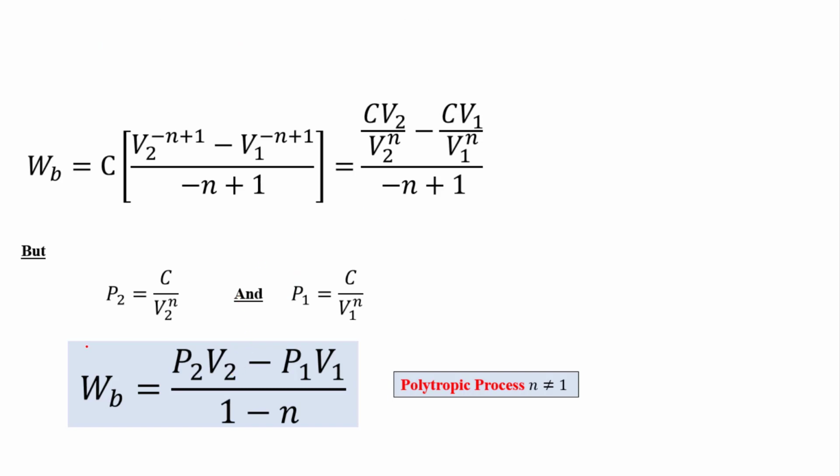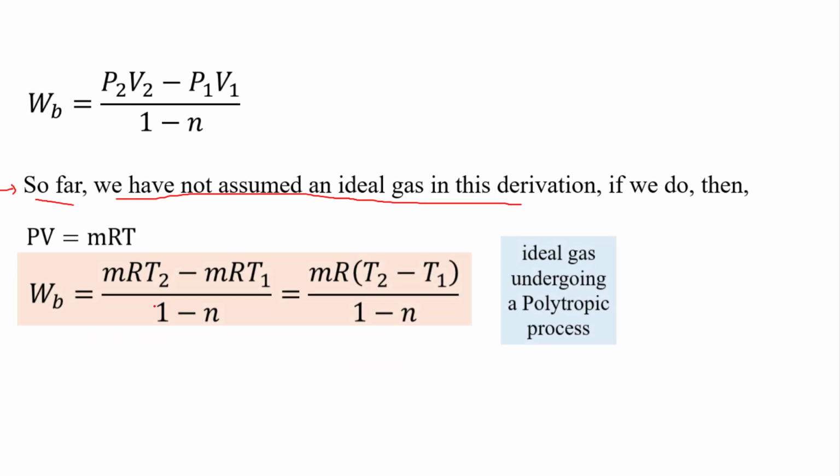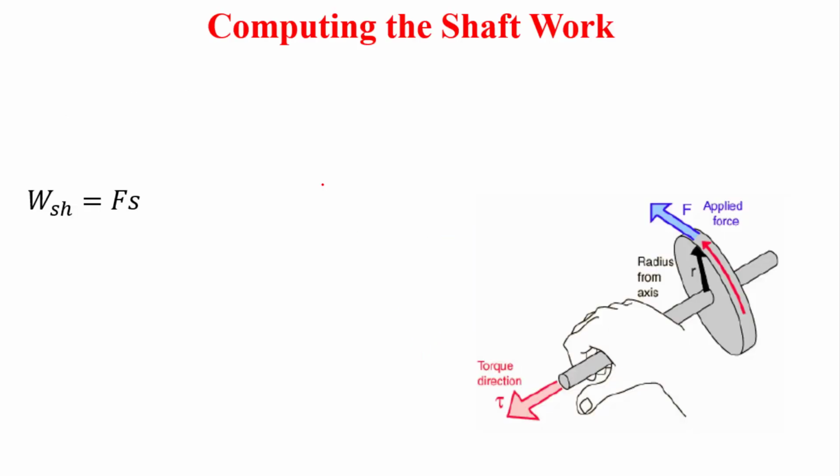So here is the result. You can follow the steps one by one. So this is the polytropic process, and here is the main condition. Now, so far we have not assumed an ideal gas in this derivation. If we do, then instead of PV, I can write mRT2 minus mRT1, or I can take mR as a common factor. So this is the equation for an ideal gas undergoing a polytropic process.